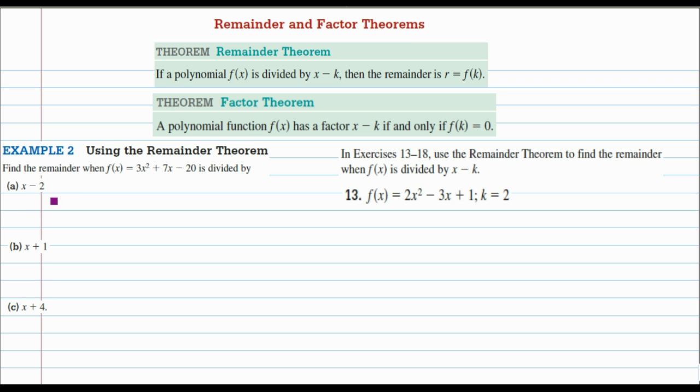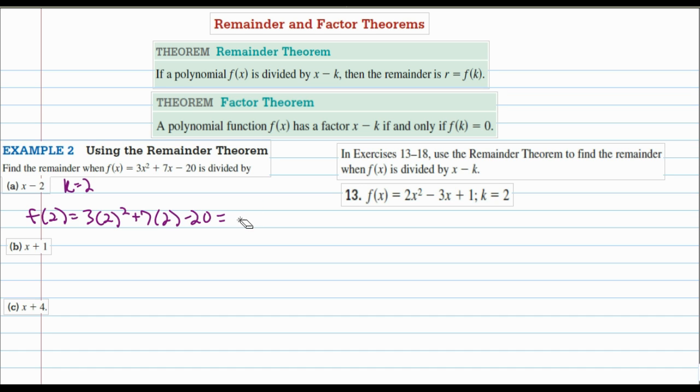In this case, k equals 2. So f of 2 is 3 times 2 squared plus 7 times 2 minus 20. Which then is, let's see, 4 times 3 is 12, plus 14 is 26, minus 20, which is just 6. So the remainder is 6. So 3x squared plus 7x minus 20 divided by x minus 2 will have the remainder of 6.